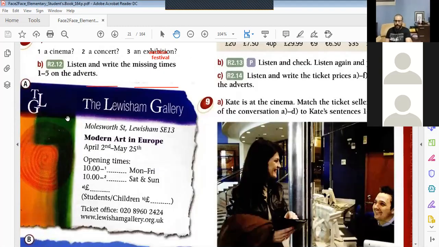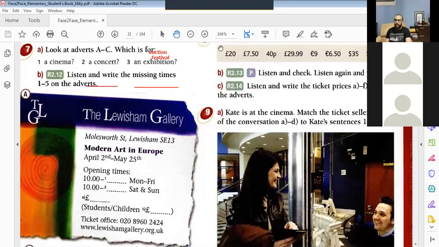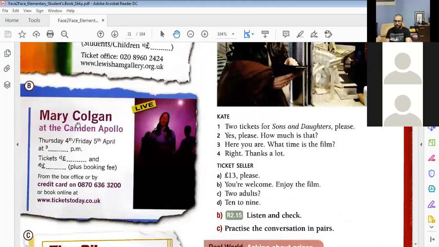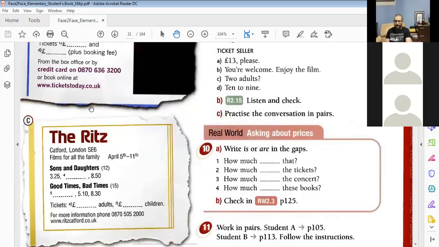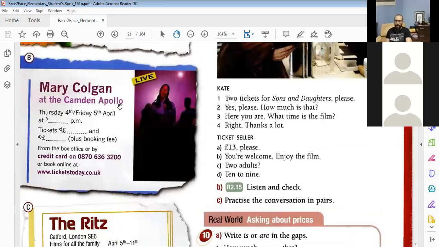All right, now take a look. Picture A, exhibition. Okay, very good. So advert A is an exhibition, right? Yes, this is an exhibition. All right, what about B? What is this advert for? A concert. Correct. This advert is for a concert. And the last advert is for what? A cinema. Yes, for a cinema. Okay, so these are our three adverts.